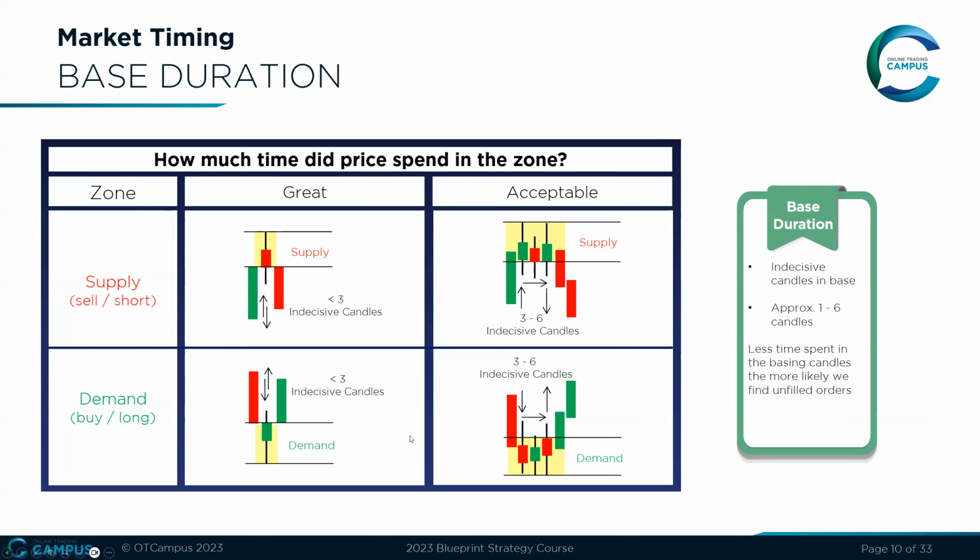So we can make this lesson here, the base duration, very easy. What we're doing is we're looking at the basing candles before we looked at the leg out, and we're just counting the basing candles. And we're asking how much time did price spend in the zone. And to test that, we're going to count up to 6, and anything above 6 is when you have to pay attention. You have to check, well, is that really a quality demand or supply, or is there something maybe below or above that demand or supply zone respectively?